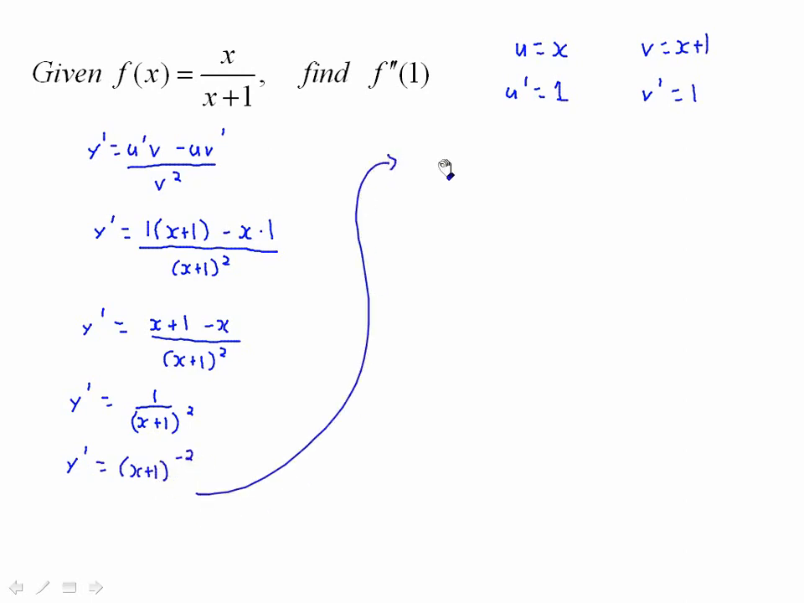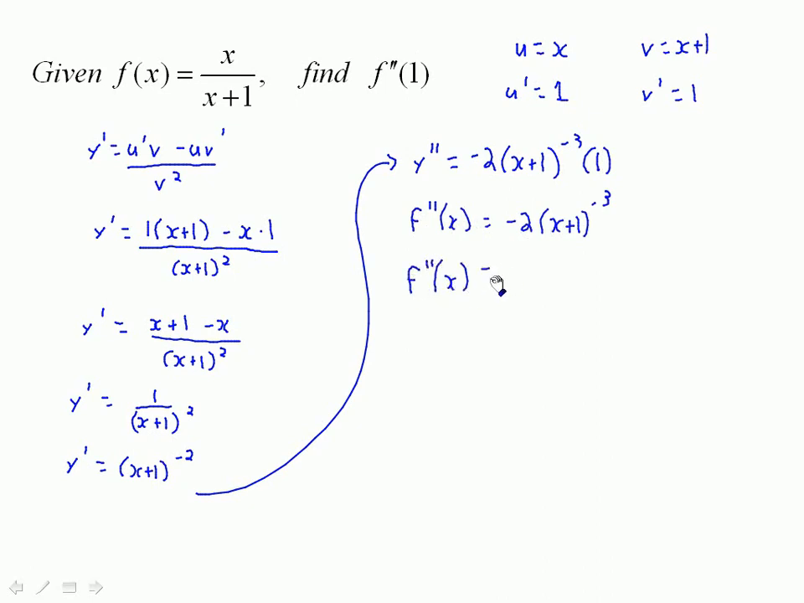So now when we find the second derivative, we would use the chain rule. So y double prime is equal to negative 2 times x plus 1, subtract 1 is negative 3, multiplied by the derivative of the inner. So f double prime at x is equal to negative 2 times x plus 1 to the negative 3. Or if you preferred, the second derivative is negative 2 over x plus 1 to the 3.